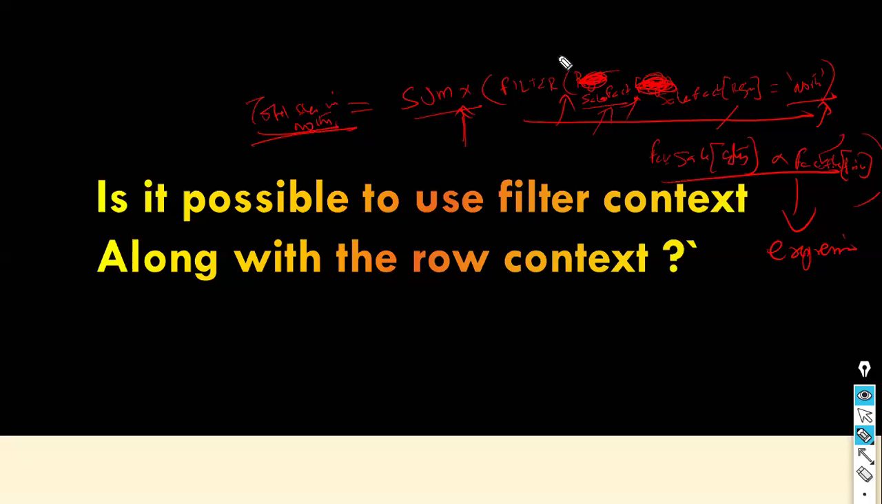So the SUMX function takes the first argument as a table. Since the filter function also returns a table, the virtual table, we are going to use a filter function here. We don't want to do a sum on the entire table. Instead, we want to do the sum only for the north region. Hence, we have used the filter function here. And this is your expression.